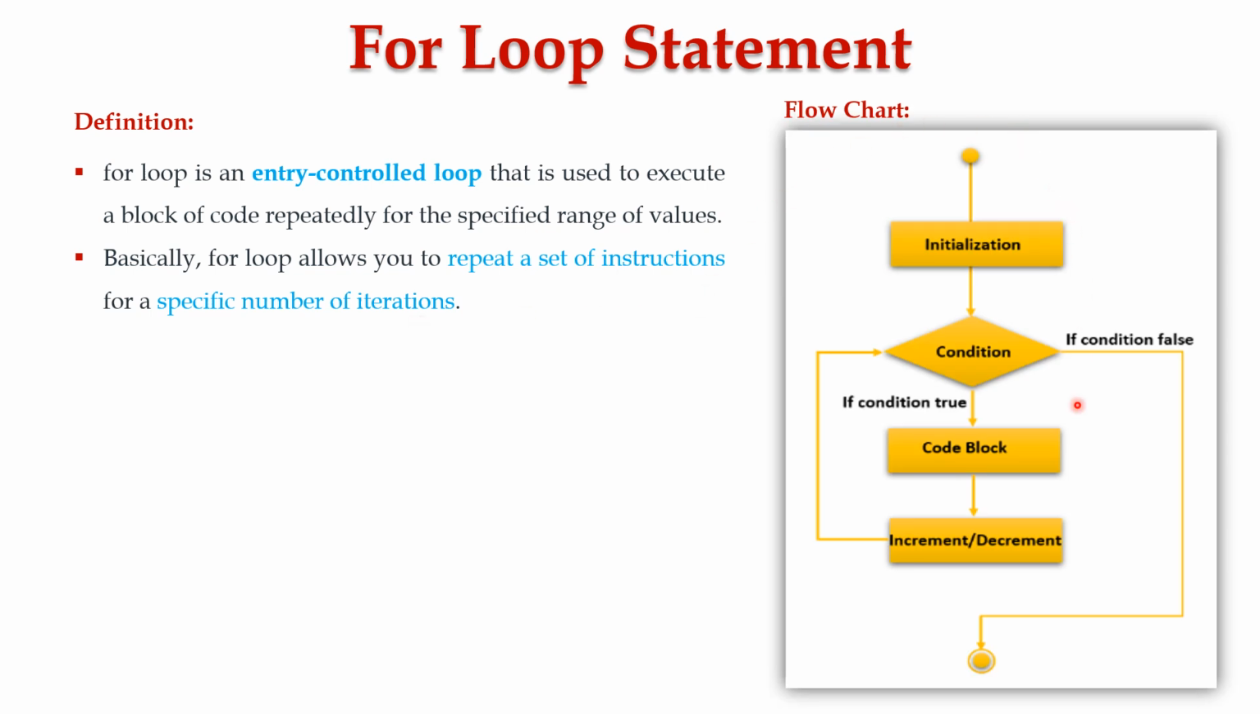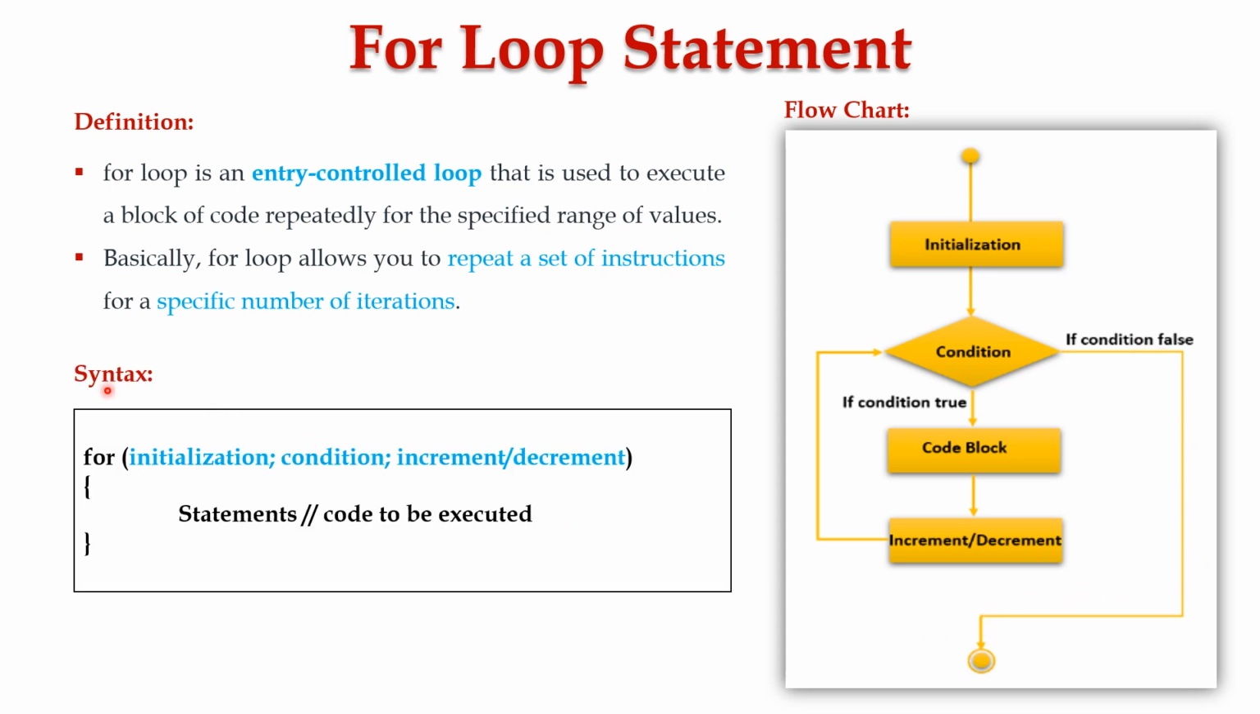Now let's look at the flowchart for the for loop statement. Code starts here. We have initialization of the loop variable. Then we have the condition for the loop variable. If the condition is true, we execute the code block inside the for loop, and then we perform either an increment or decrement operation for the loop variable. Then again we check the condition, and if it is true, the same is followed. If the condition is false, we terminate from the for loop.